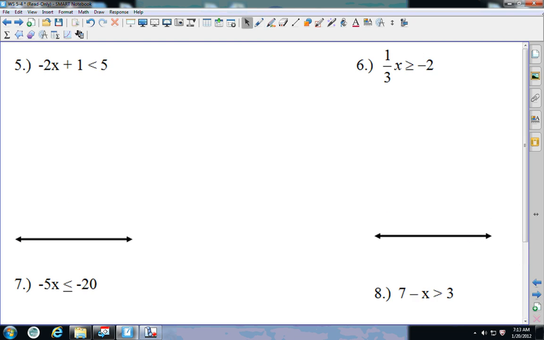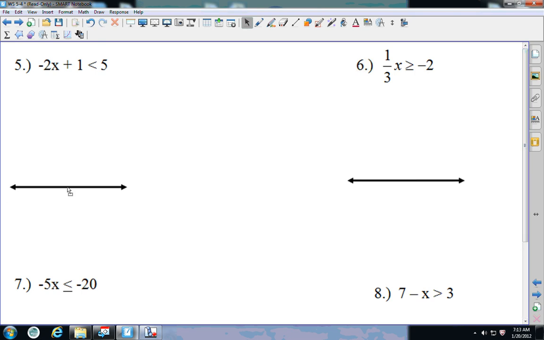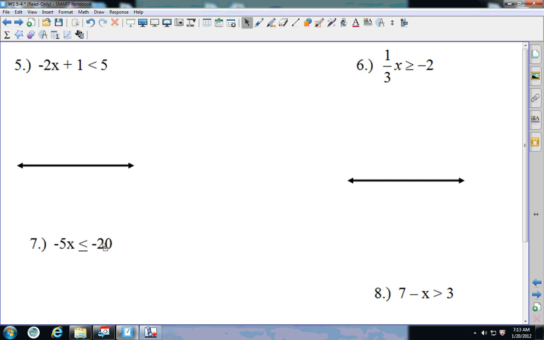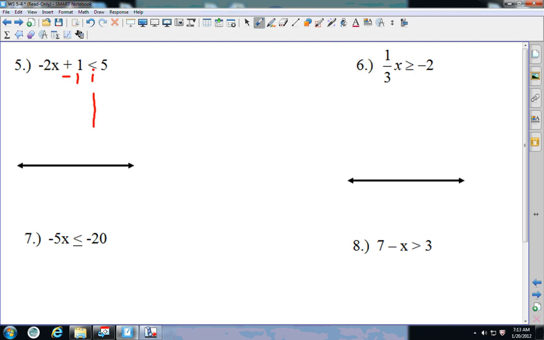Let me move some of these out of there. Actually, we'll move all this up so that you can do all of them. So you see all 4 problems. I would pause the video and come back and see how you did. Okay, on number 5, you would subtract 1 from each side. You get negative 2x is less than 4.